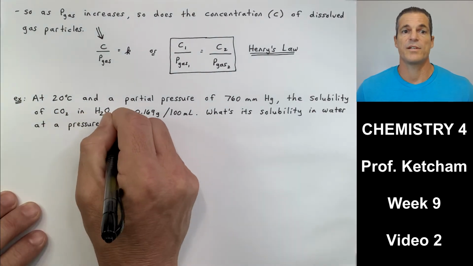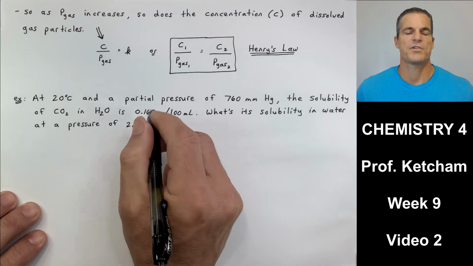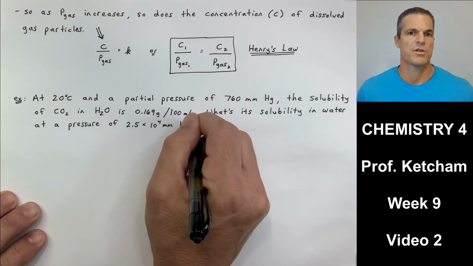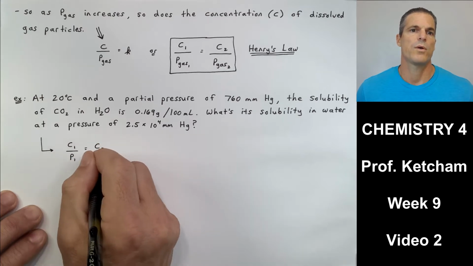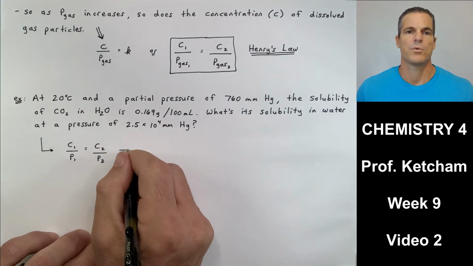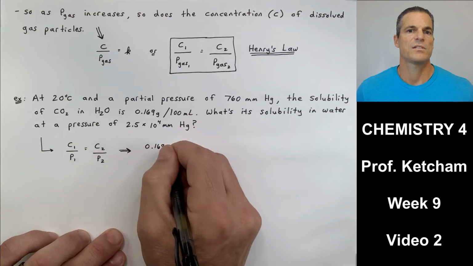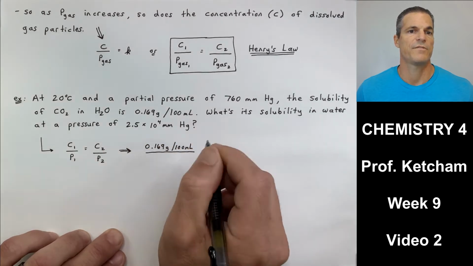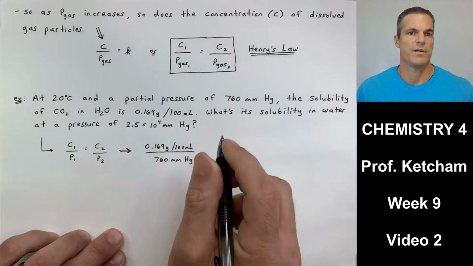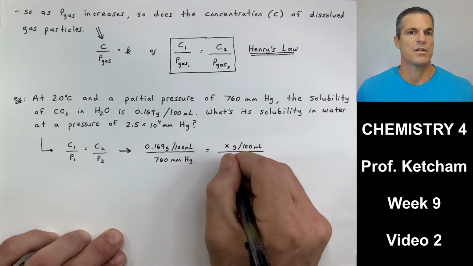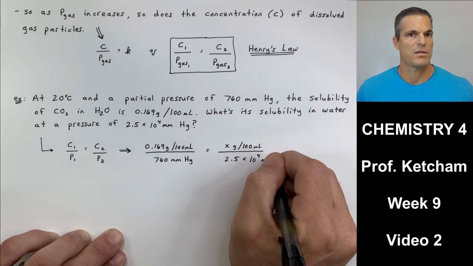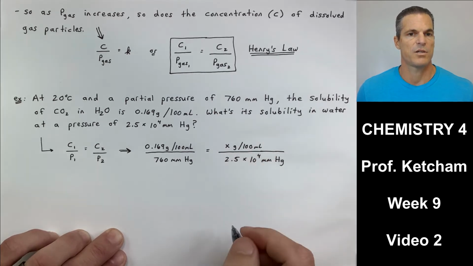So at 20 degrees Celsius and a partial pressure of 760 millimeters mercury, the solubility of CO2 in water is 0.169 grams per 100 mL of water. What's its solubility in water at a pressure of 2.5 times 10 to the 4th millimeters mercury? Much larger pressure, so we're expecting a much higher concentration, in other words, a much higher solubility.